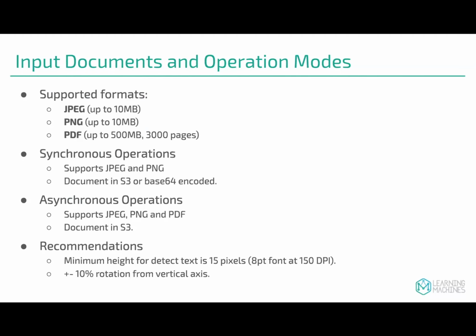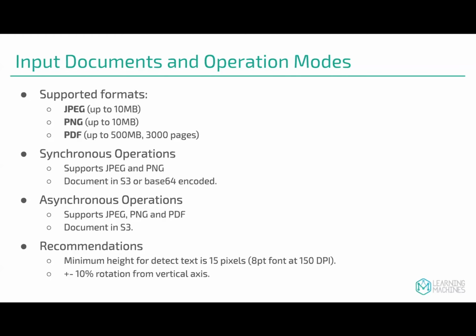Now, Pixtract supports both synchronous and asynchronous operations. Synchronous is typically where you want to digitize a document in real time. So someone, say, uploads a document and you want to be able to extract text from that document in real time, and you can do it through their synchronous interface. At this stage, it only supports JPEG and PNG files, and you would typically use some form of a base 64 encoding to execute the real-time operation.